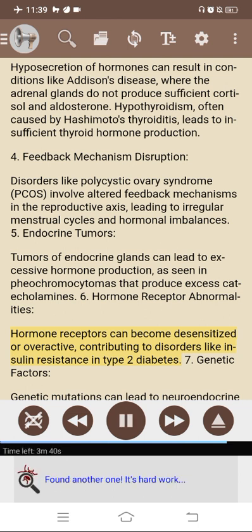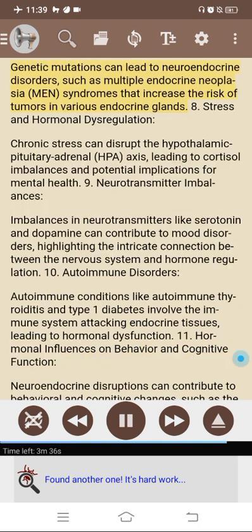Hormone receptors can become desensitized or overactive, contributing to disorders like insulin resistance and type 2 diabetes. 7. Genetic factors. Genetic mutations can lead to neuroendocrine disorders, such as multiple endocrine neoplasia, MEN syndromes, and increase the risk of tumors in various endocrine glands.